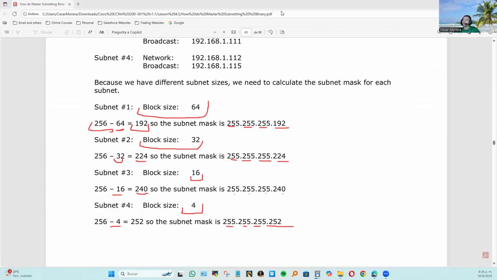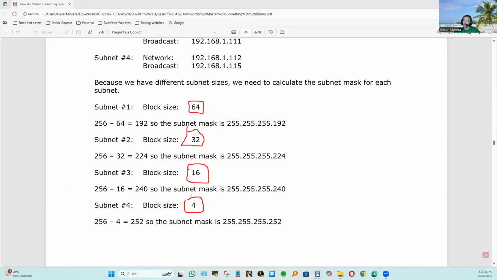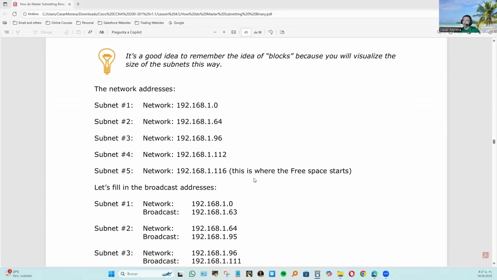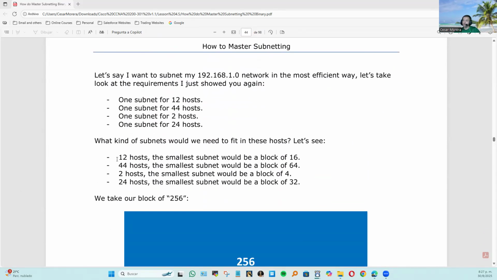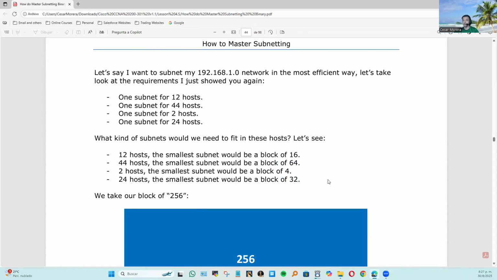successfully work. Now, let me clear the drawings for a moment. And where do these numbers come from? You may be asking, where do we get these numbers? Well, if you go up, we were working with them. In order to get the specific amount of addresses, it will be 12 hosts, the block of 16, 44 hosts, the block of 64, 2 hosts, the block of 4, and 24 hosts, the block of 32. That's where they come from.